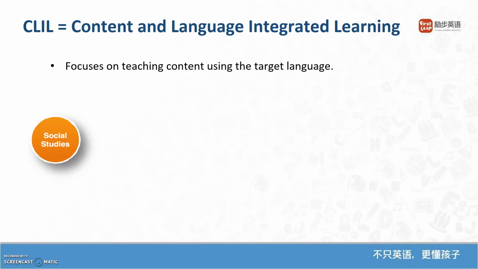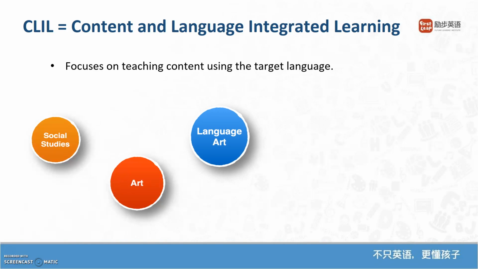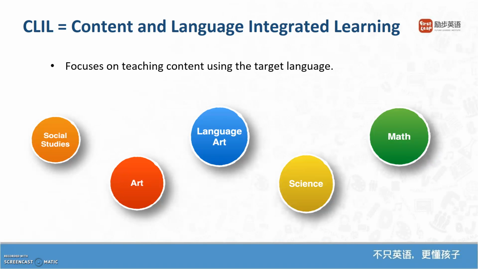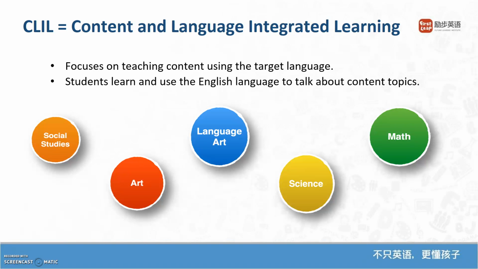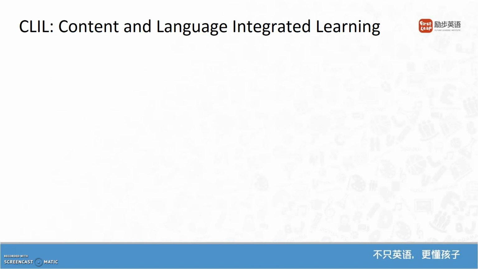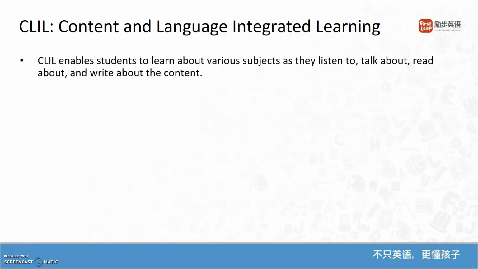What content? Well, primary school students typically learn content in social studies, art, language arts, science, and math. When CLIL is applied, or in other words, when content and language are integrated, students learn and use English to also learn and talk about science, math, art, and other subjects. Let's examine more about this methodology.